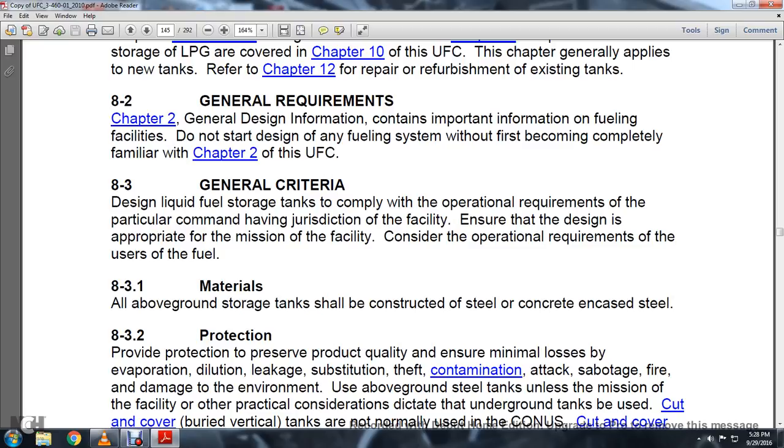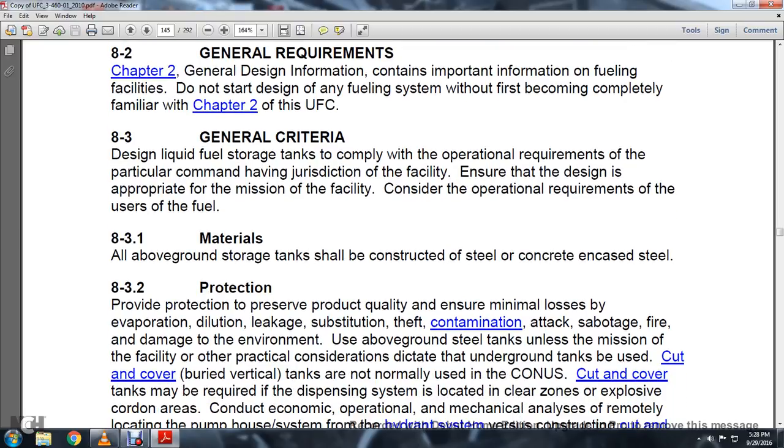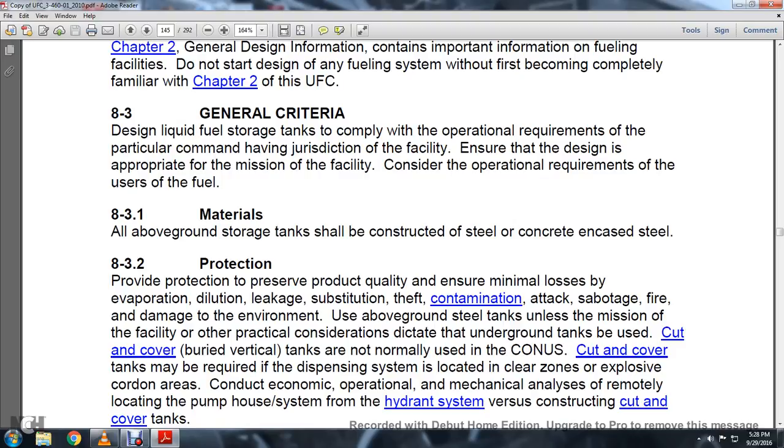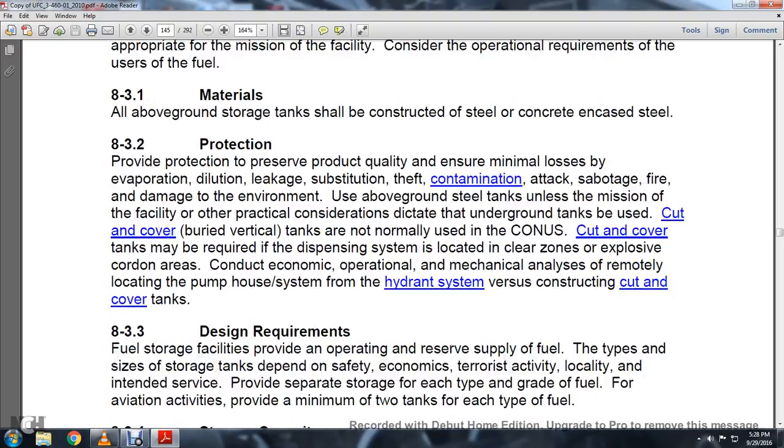Other particular considerations may dictate that aboveground tanks be used in a cut-and-covered or buried vertical tank, normally used in cut-and-cover construction. Cut-and-covered tanks may be required where the dispensing system is located in the clear zone of the explosive cordon area, or where economical operational mechanical analysis supports remote location of the pumping housing system from a hydrant system. Various constructions of cut-and-covered tanks exist.